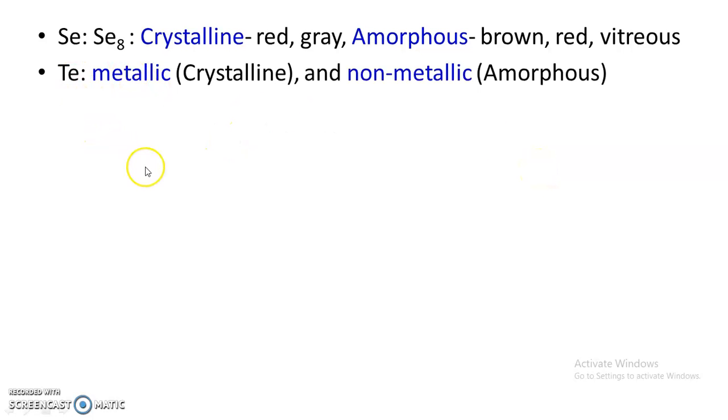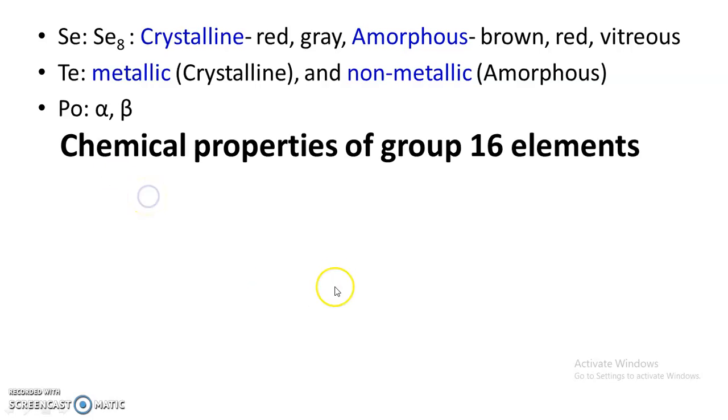Then tellurium, it may be crystalline or amorphous. The crystalline form is also called metallic tellurium, and the amorphous form is non-metallic tellurium. Polonium exists in 2 important allotropic forms, alpha polonium and beta polonium.